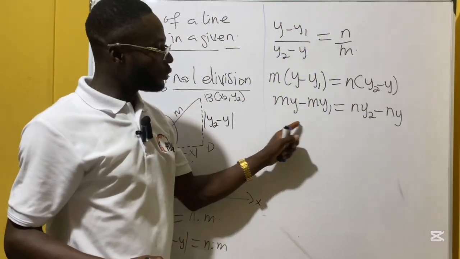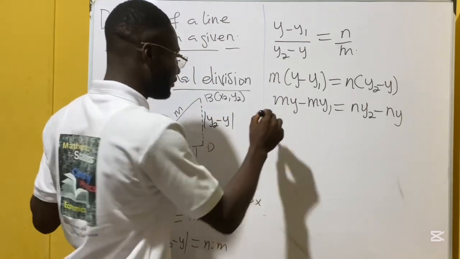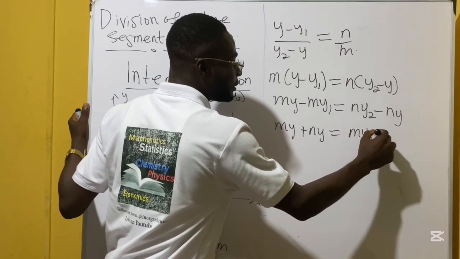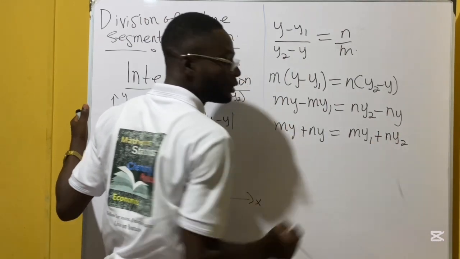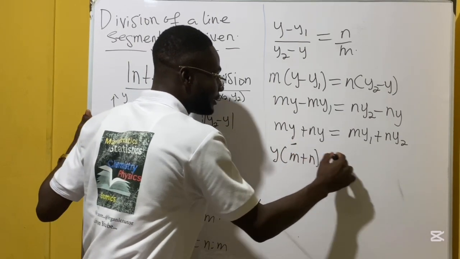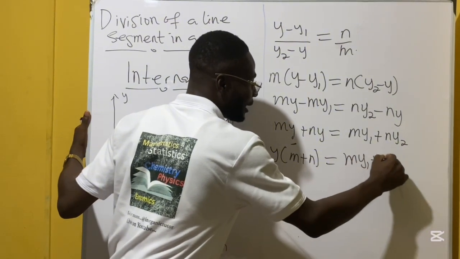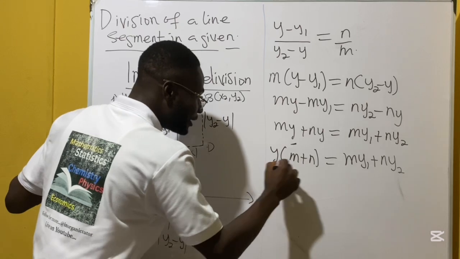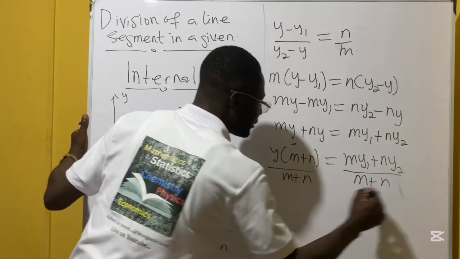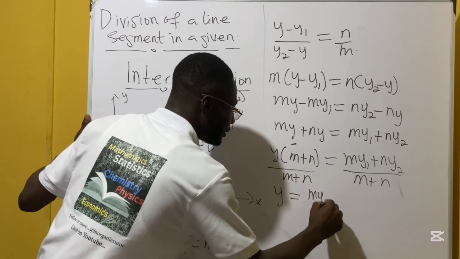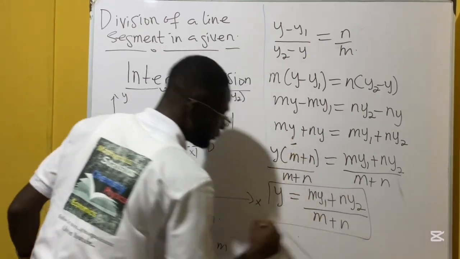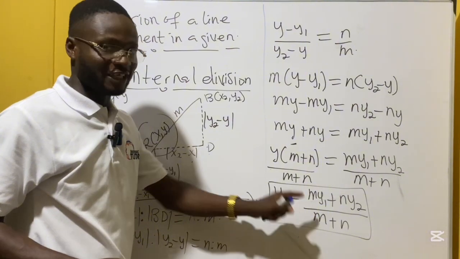We are interested in the y, so we bring this here and we send this there. So we're going to have my plus ny equals my1 plus ny2, right? So we are interested in the y, so we factor y out, having y times m plus n equals my1 plus ny2, right? So we divide here by m plus n, here by m plus n, right? So we have y equals my1 plus ny2 all over m plus n. Wow. And that is the y coordinate for the internal division.